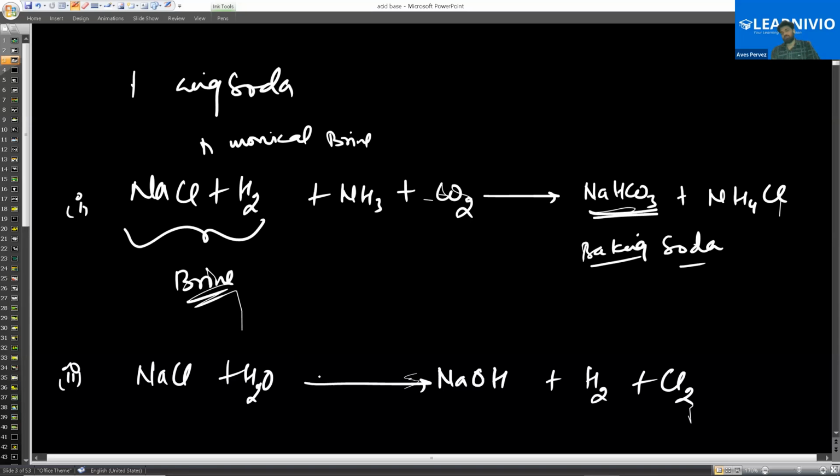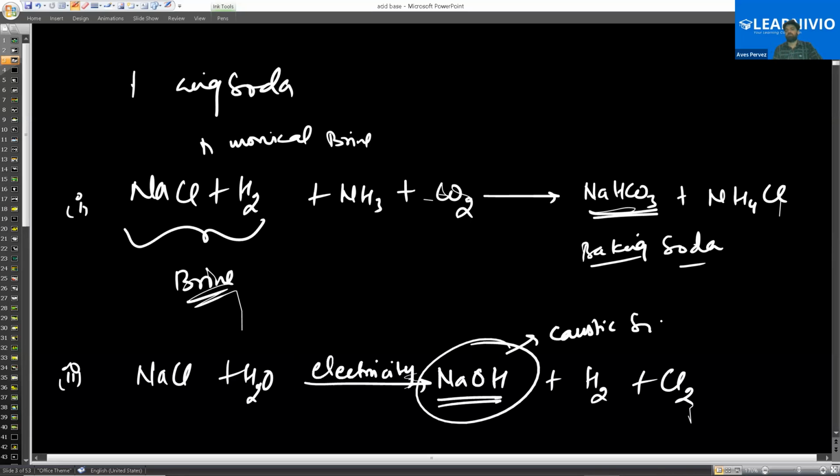So NaCl plus water, on passing electricity to it, gives you NaOH. And what is NaOH? Caustic soda. This is called caustic soda. And what is chlorine gas? Chlorine gas.